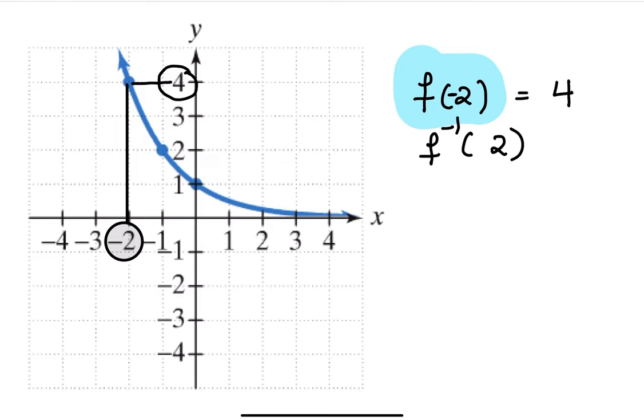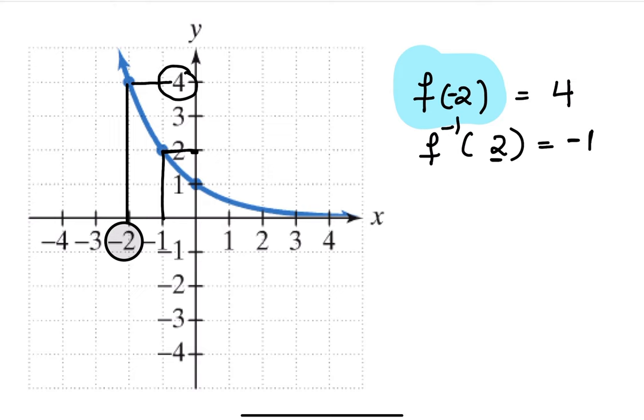Now look at the next one. They're saying find the inverse of 2. That means this is not my x value. This is my y value. So this is my value 2. f inverse of 2, I'm going to go in the backward direction. f inverse of 2 is negative 1.